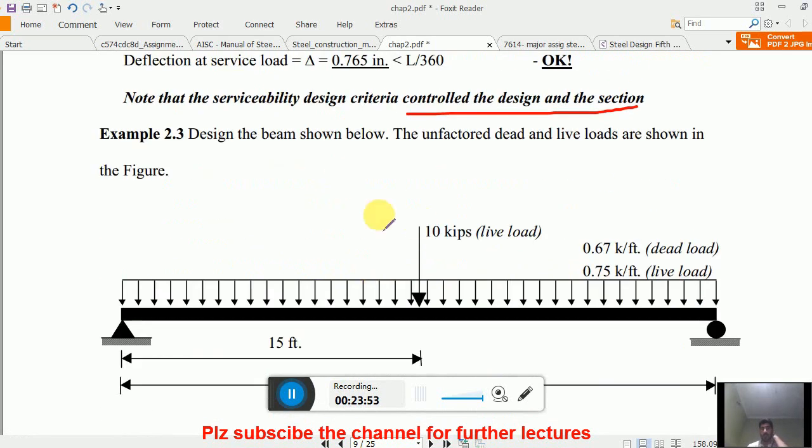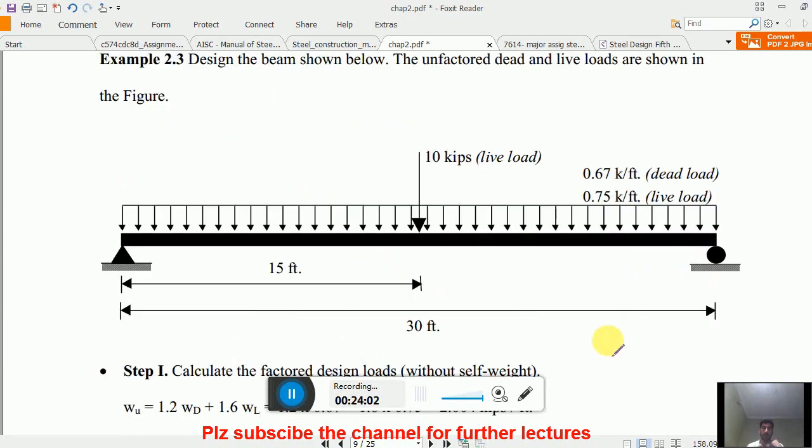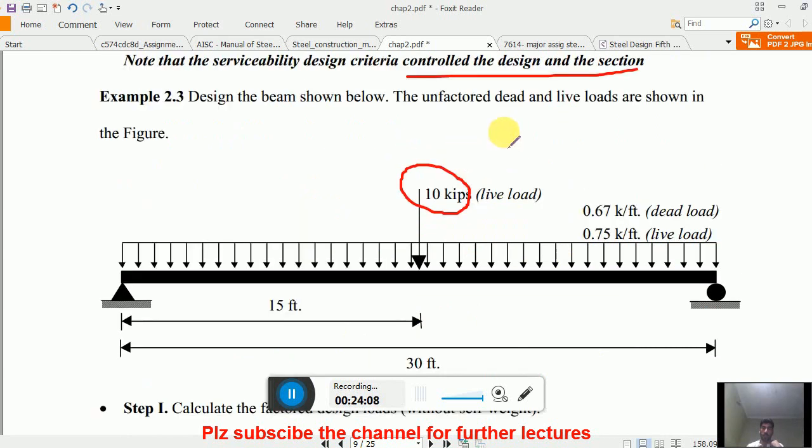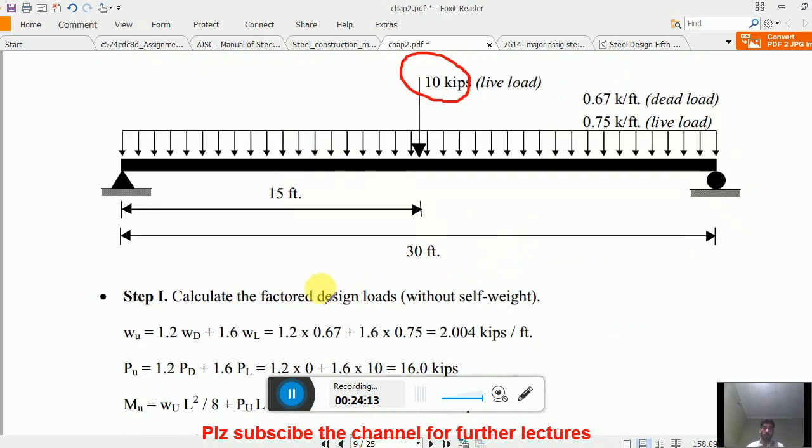Here you see another example: design the beam shown below. The unfactored dead and live loads are shown in the figure, and the beam length is 30 feet. At 15 feet there is a point load which is live load, remember. The steps are the same. You need to find out WU. Remember, there is dead load and live load. You need to find out PU. PU is this one. Clear?